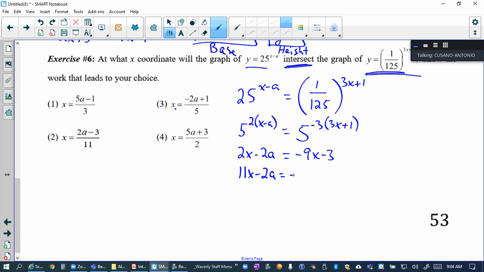And then add the 3. So then we have, well, no, let's add the 2a. I want to get the x by itself. 11x equals 2a minus 3 if we add 2a to both sides. Then divide both sides by 11. 2a minus 3 all over 11.